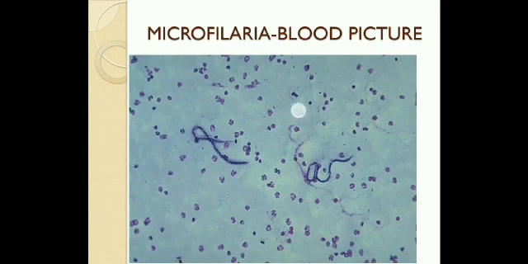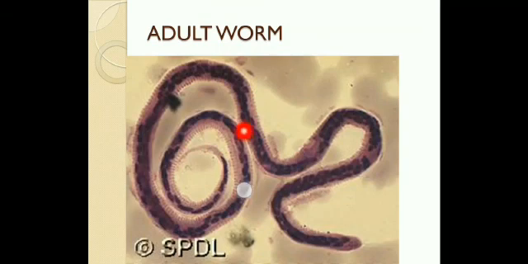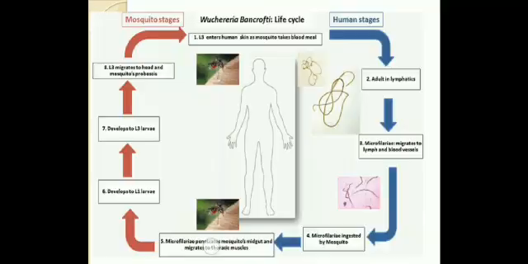So this is the worm, microfilaria, that is seen in the peripheral blood. It is very large. The other small structures that you see are the WBCs, neutrophils. This is a picture of the adult worm. An adult worm is not seen in the peripheral smear. Remember, only microfilaria can be seen in the peripheral smear. The adult worm lives in the tissue within the lymphatics.